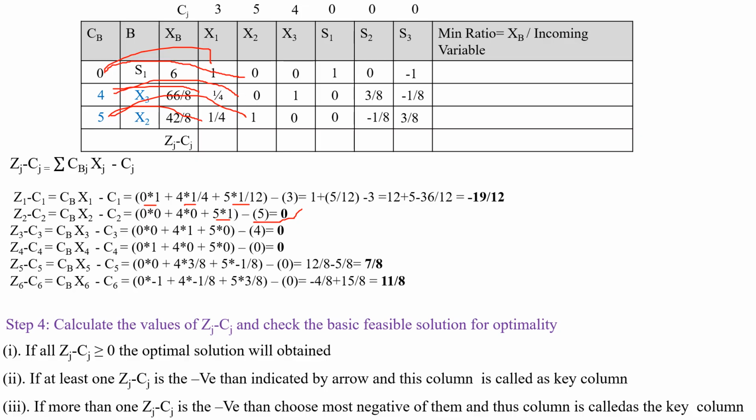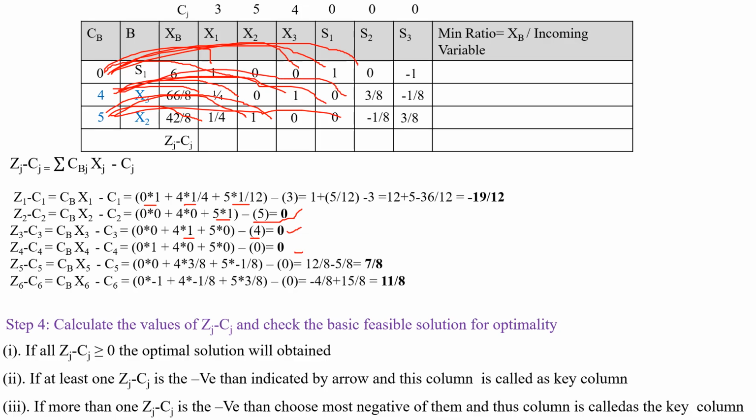Next one is Z3 minus C3 for the X3 variable. It is 0 into 0 plus 4 into 1 plus 5 into 0 minus 4. So here 4 into 1 is 4, minus 4, it is 0. So next one is Z4 minus C4 for the S1 variable, that is 0 into 1 plus 4 into 0 plus 5 into 0 minus 0. This value is 0.